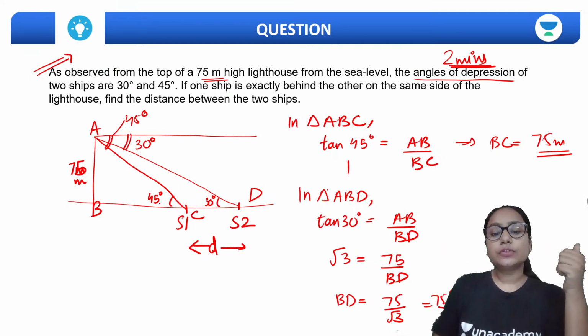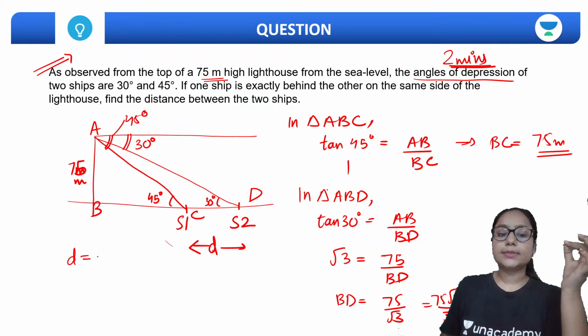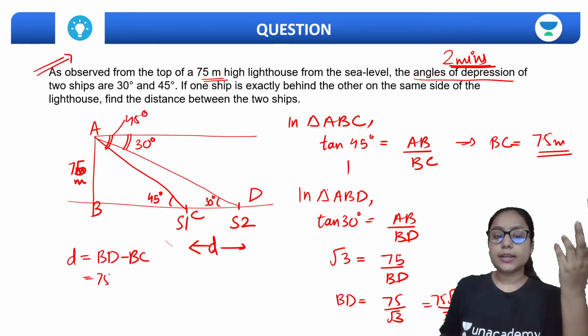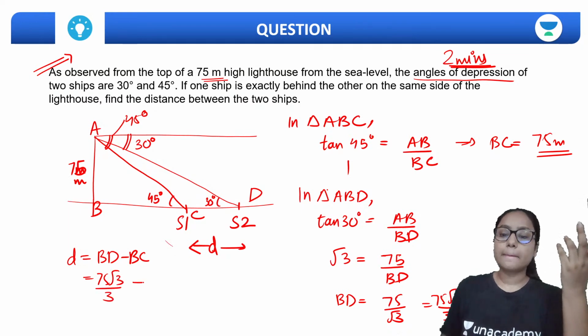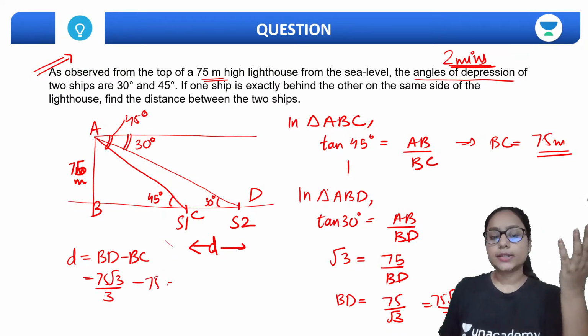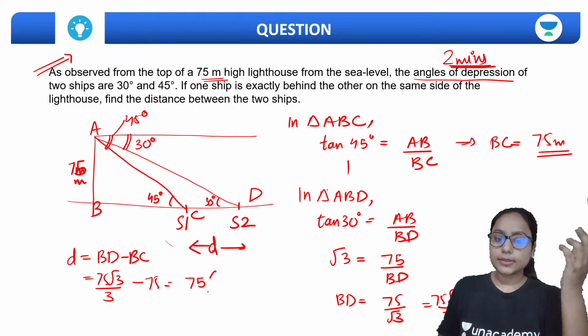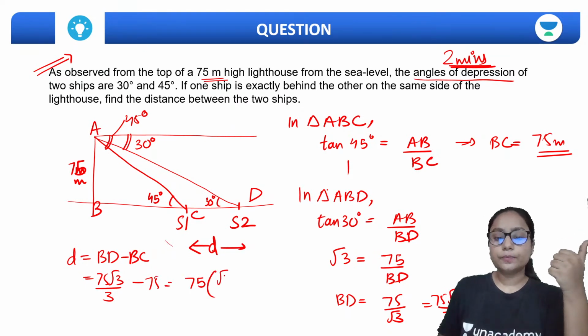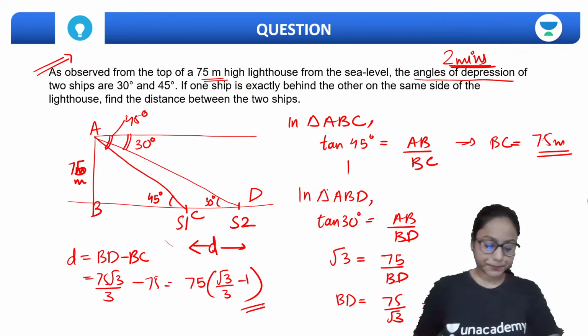Now I need to find the distance D. D is what? BD minus BC. What is BD? 75 root 3 by 3 minus 75. What is it? 75 into root 3 by 3 minus 1. This will be the right answer.